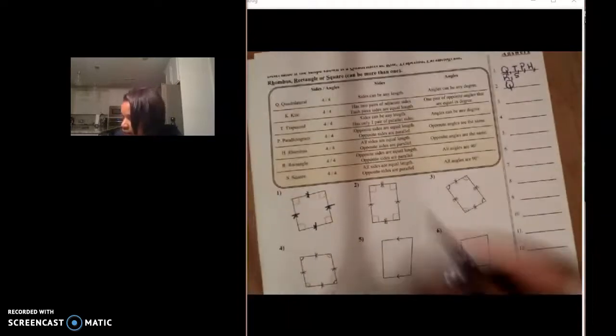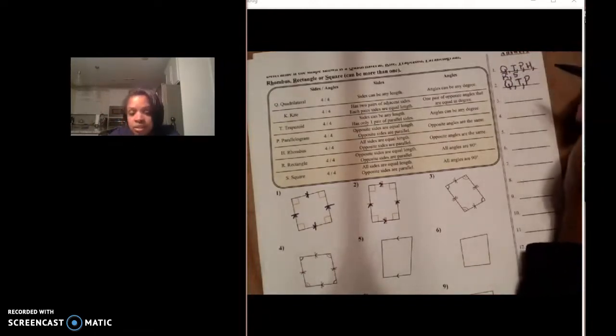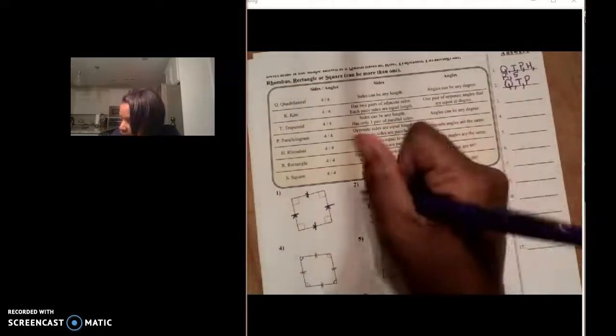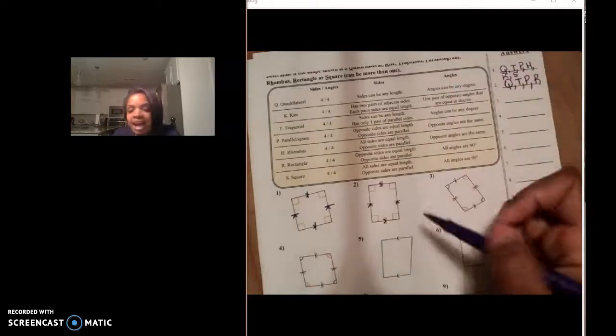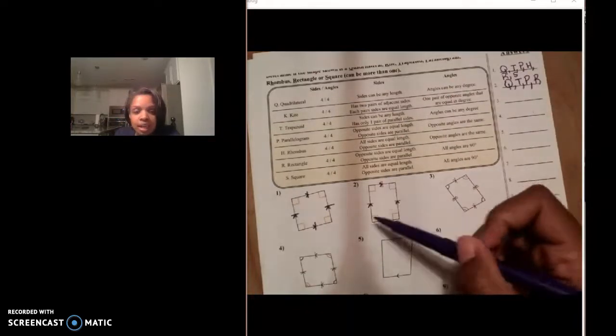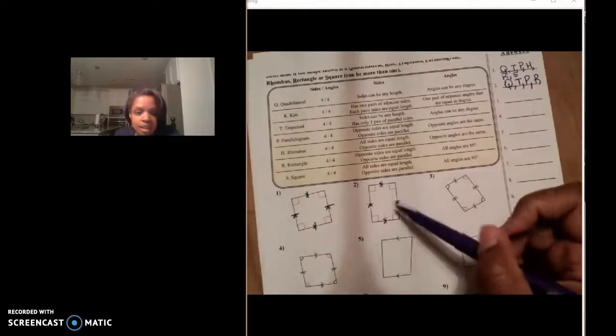Okay. Number 2. It is a quadrilateral. I'm going to put my Q for quadrilateral. Next, I'm going to look for parallel sides. So I noticed that it has 4 arrows, both sets opposite. So it is a trapezoid because it has at least one set, and it is also a parallelogram because it has 2 sets. I noticed that it has 4 right angles, so it is a rectangle. It does not have 4 congruent sides, so it is not a rhombus and it is not a square.